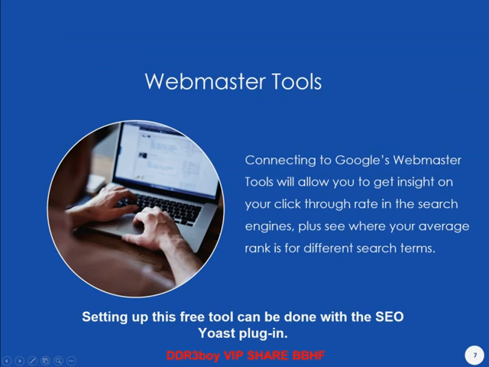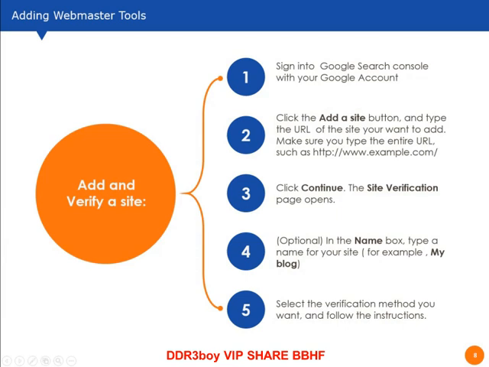Now, Webmaster Tools is also a great way to get data for your website. Connecting to Google Webmaster Tools will allow you to get insight on your click-through rate in the search engines, plus see where your average rank is for different search terms. Now, of course, setting up this tool is free, and SEO Yoast plugin can help, but it's pretty easy to do even without that as well. So first you have to add and verify a site, and I'm going to go over and show you how to do this. Here's the steps that we got here.